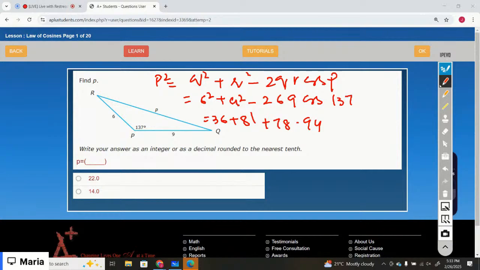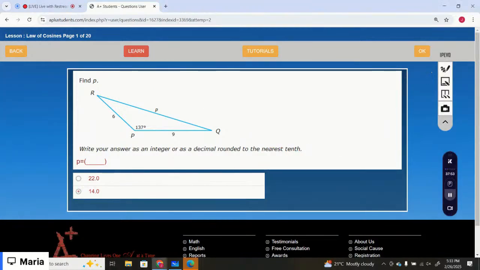So 36 plus 81 plus 78.94 is 195.94. So just calculate the square root. Square root of 195.94 is 14. Option number 2 is the correct option, that is 14.